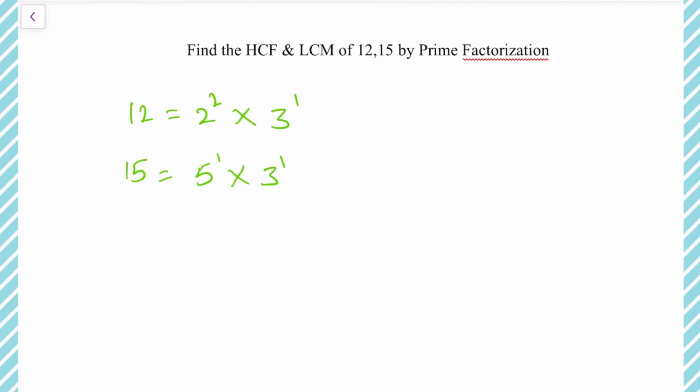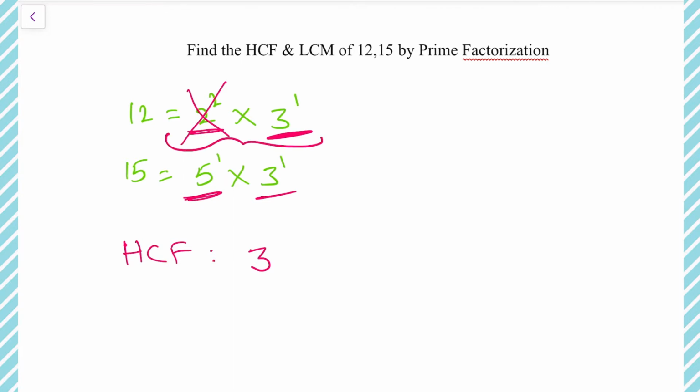To find out the HCF, first we need to take the elements which are common in both. Here 2 is there, but in this 2 is not there, so this is not necessary for us. Next, here 3 is there, here also 3 is there, so take that 3 aside. Next, here 5 is there, but that 5 is not there in this again, so 5 is not necessary for us. So the only common number in those two is 3.